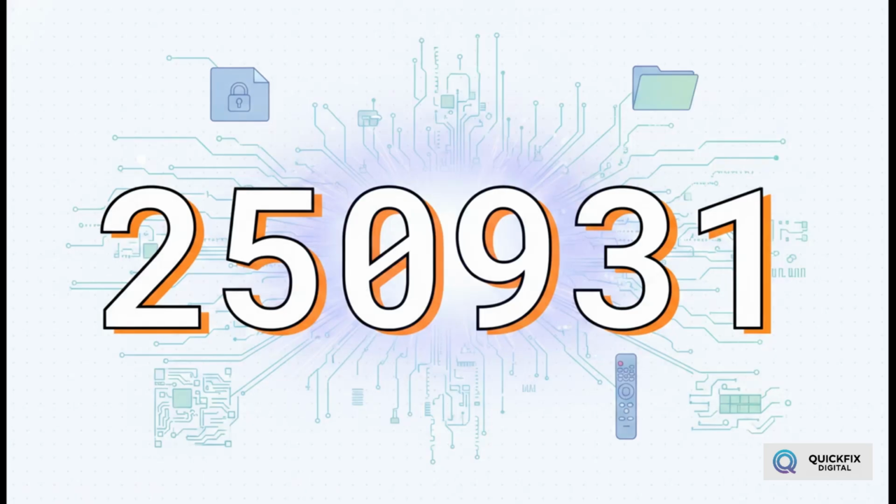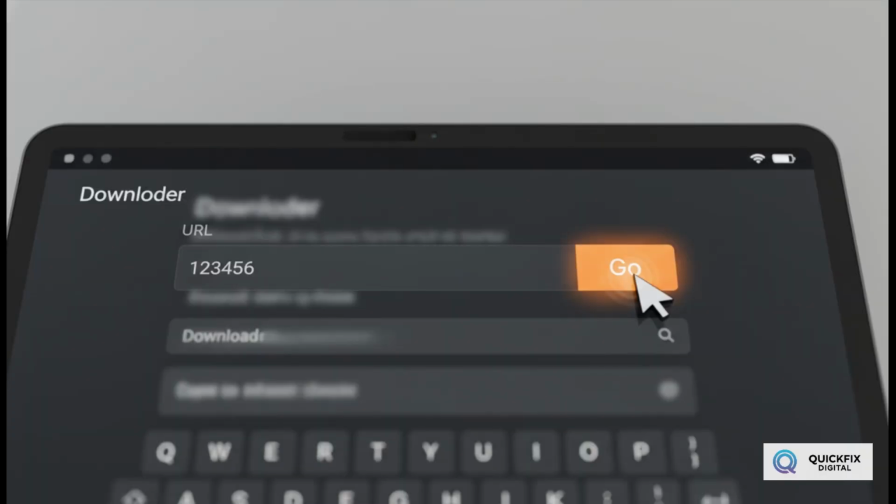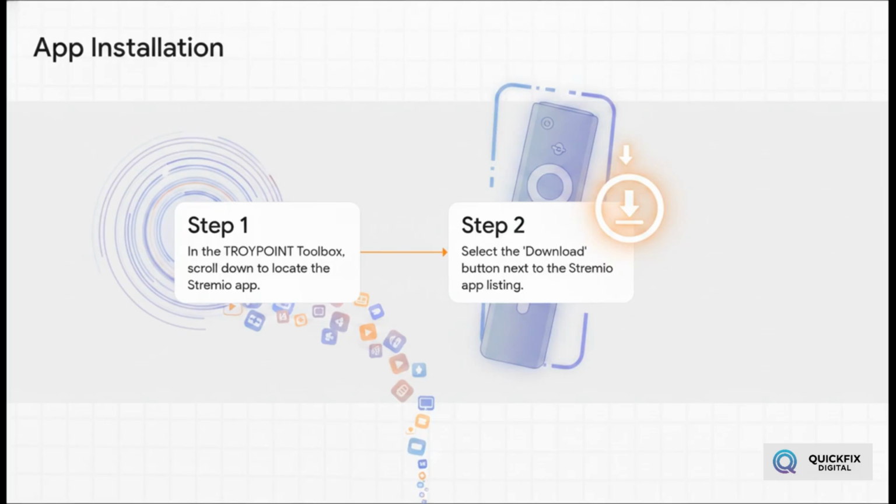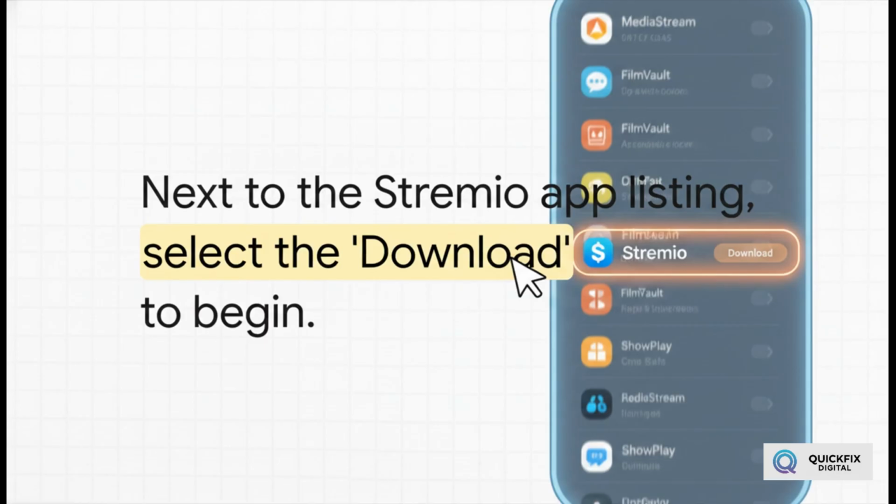Okay, the code is 250931. This is your key to get the right download file. Once you've got that code typed in, just hit the Go button to move on. This will bring up a whole list of apps. Just scroll on down until you spot Stremio. Found it? Great. Now just click the Download button right next to the Stremio app.